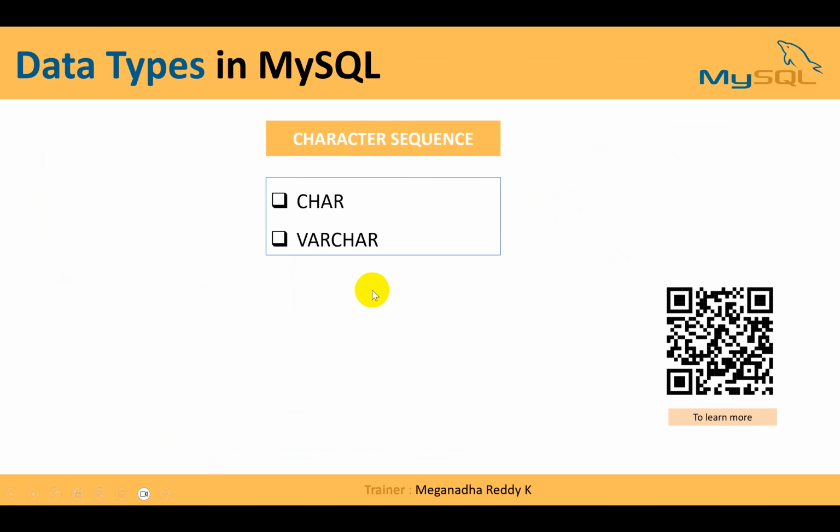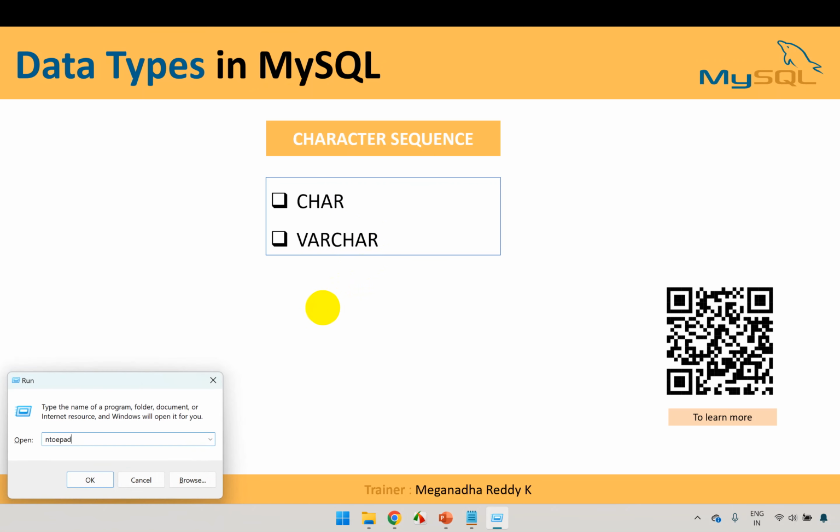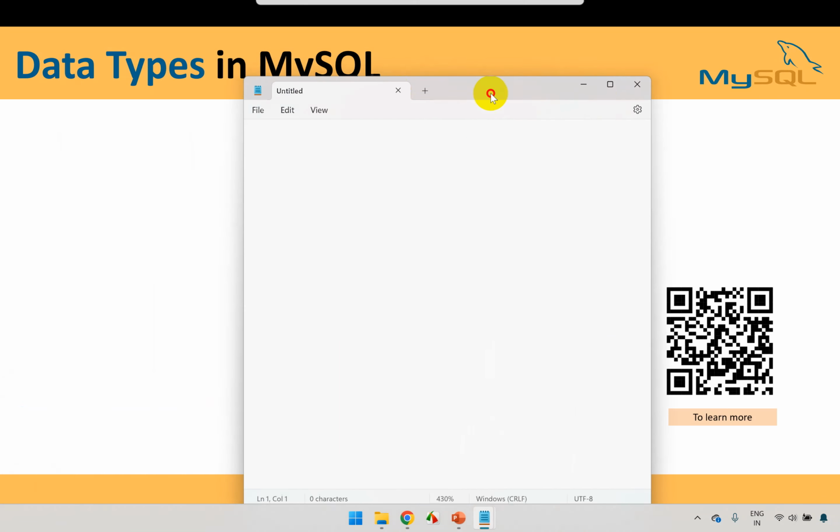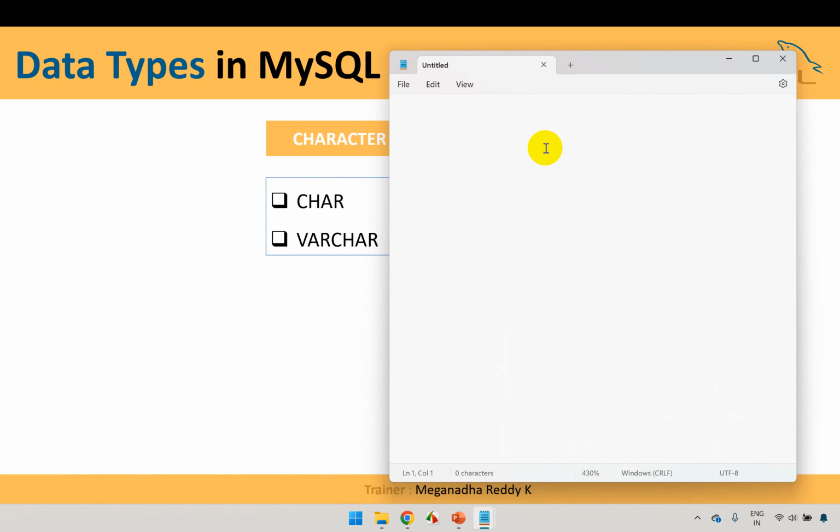Now, if you want to store a sequence of characters, we have 2 data types, char and varchar. To understand char and varchar, let's take a simple example. Now I want to store a zip code. Let's say it's a fixed size of 5 characters or 6 characters. Now I can declare char of 6. If you want to store fixed size data, go for char.